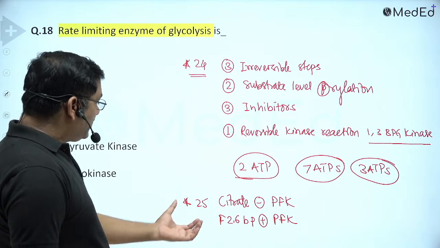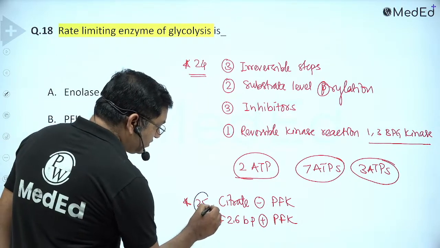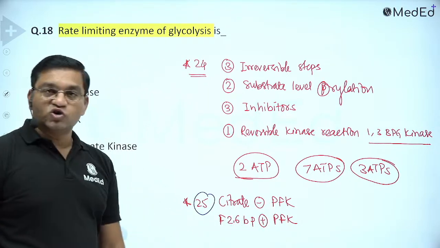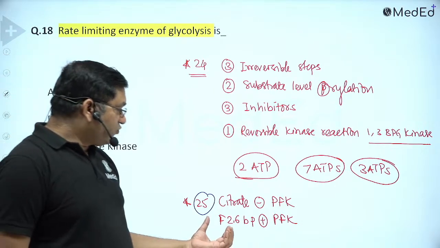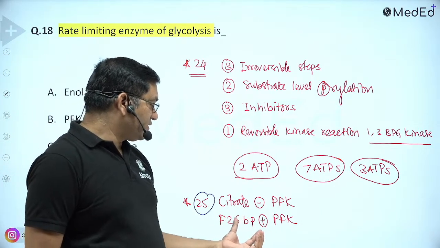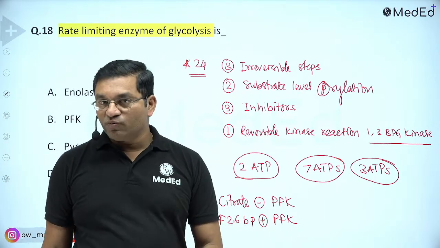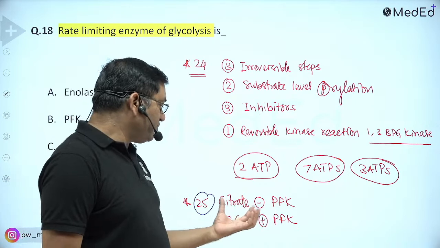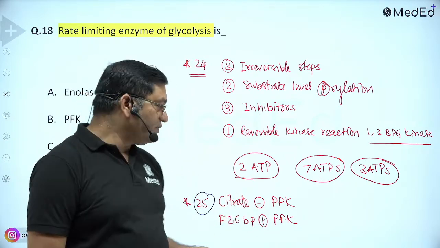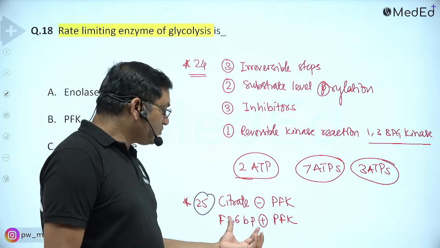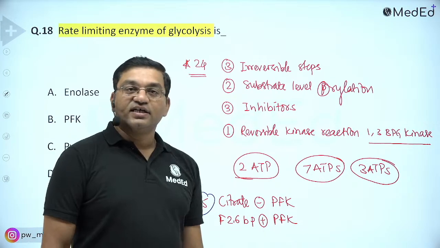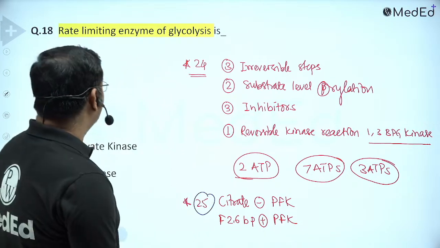And the point number 25, this is an important point. Citrate is the inhibitor of phosphofructokinase, and fructose 2,6-bisphosphate is an activator of phosphofructokinase. So citrate, ATP, these are the inhibitors, while fructose 2,6-bisphosphate is an activator of phosphofructokinase enzyme.